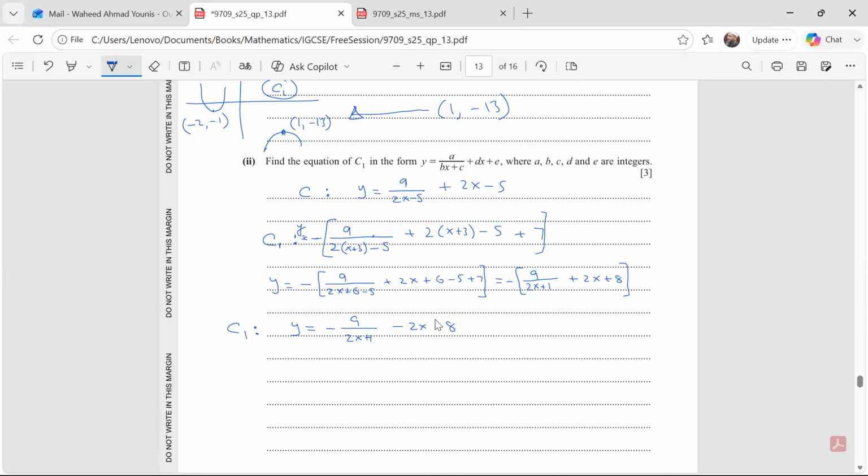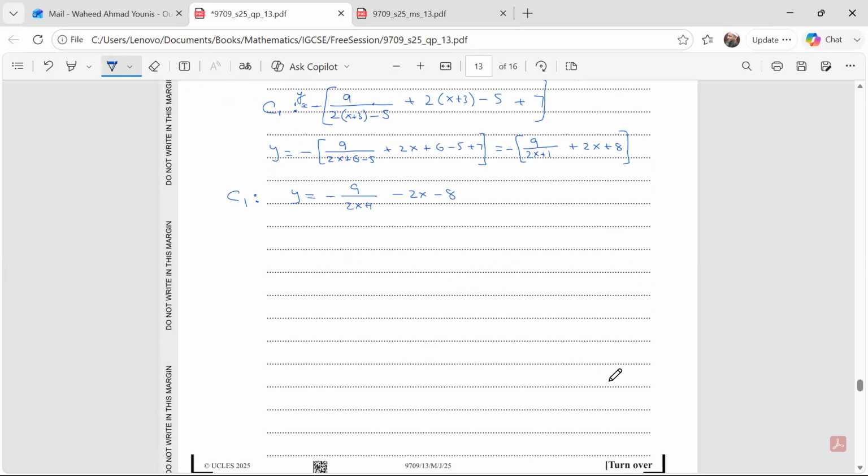Okay, so this is the equation of the curve C1. I hope it's clear. Anyway, you can see that A is negative 9, B is 2, C is 1, D is minus 2, and E is minus 8. Okay, I hope everything is clear.